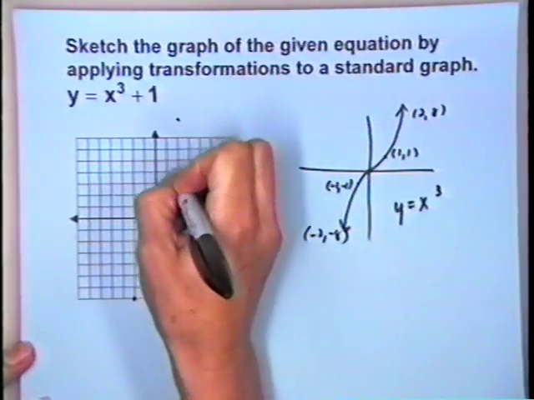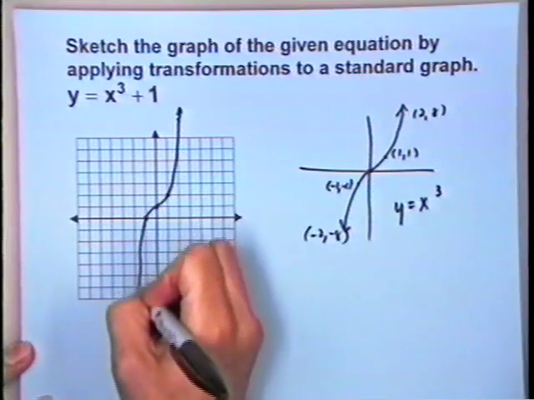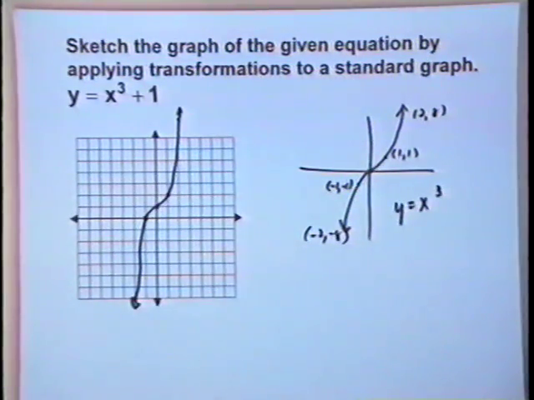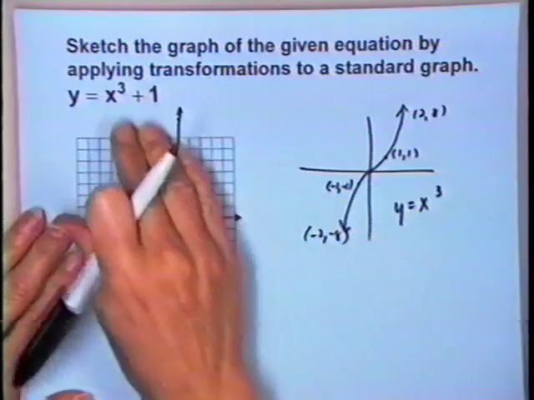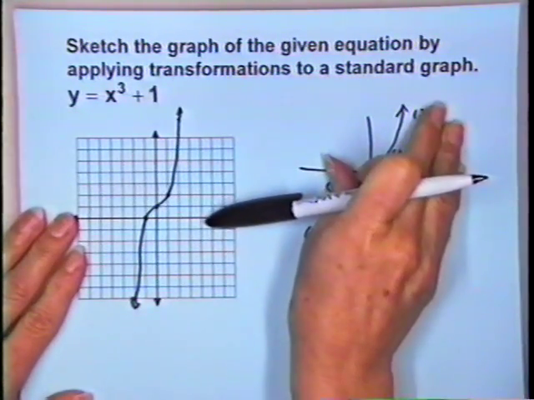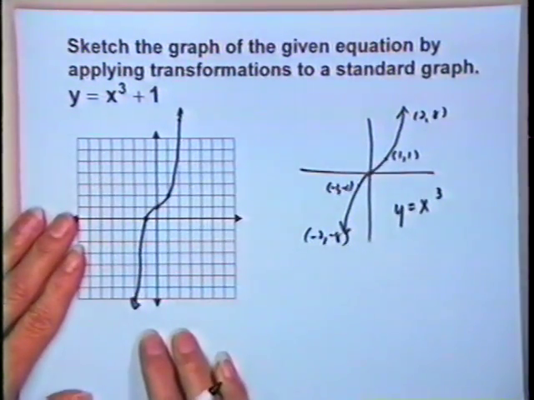And then see how quickly I have my graph. Okay? So it's just this mental picture. We know we're just going to do what? Move up 1 unit. And we've got a quick sketch. Okay?